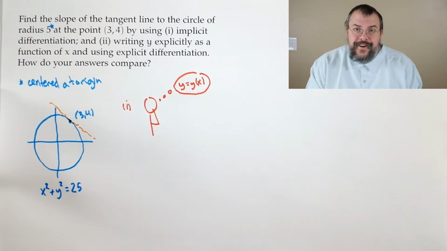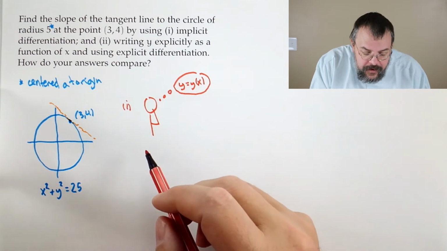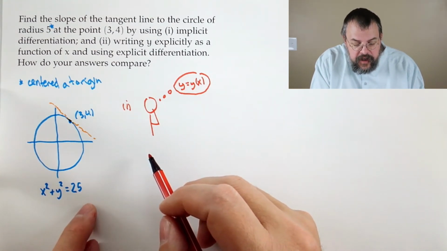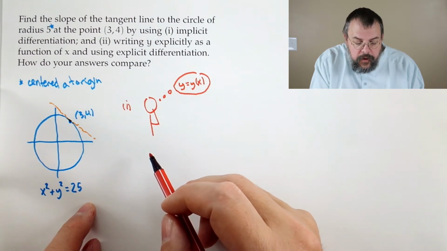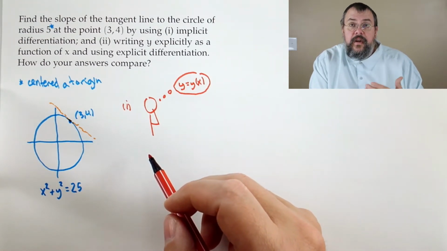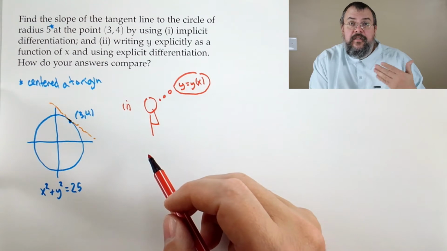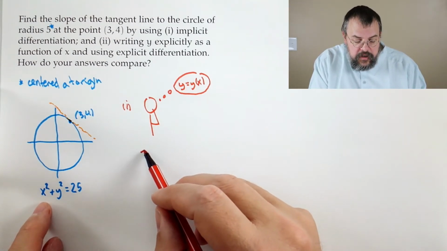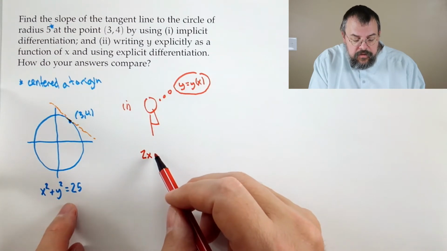All right, so here we go. So what do we do? Well, we're going to take the derivative of both sides with respect to x. Why? Well, because we're after the slope of a tangent line, and the slope of the tangent line means the derivative, dy/dx. So the derivative of x squared is 2x. The derivative of y squared.